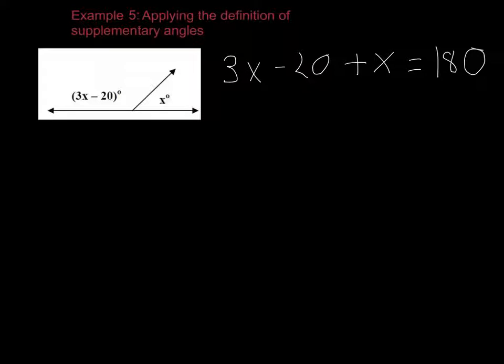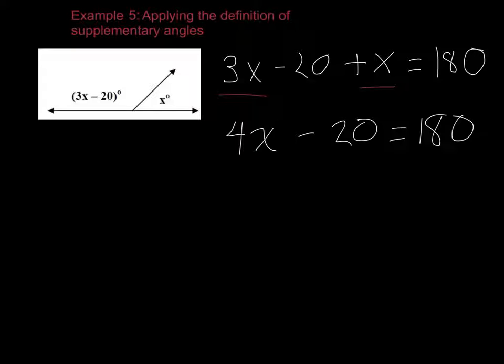So just like we've done before, we want to combine our like terms. I always start with the variable terms. 3x plus x, remember the coefficient of x is 1. So 3x plus 1x is 4x. So we get 4x minus 20 equals 180.